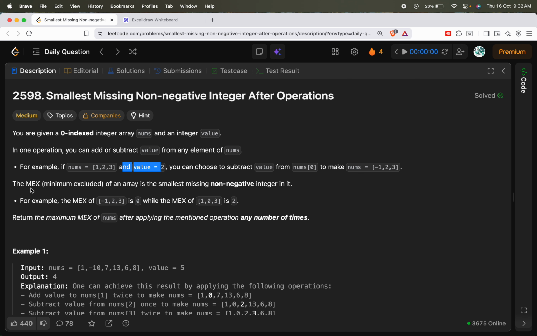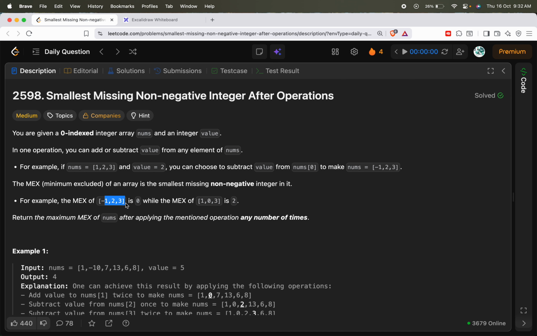The MEX, minimum excluded, of an array is the smallest missing non-negative integer. They are looking for the smallest missing non-negative integer. For example, in this one, what is the smallest missing non-negative integer? Here it is 0. Whereas here it is actually 2, because 0 is present, 1 is present and the next missing element is 2. So 2 is the answer over here.